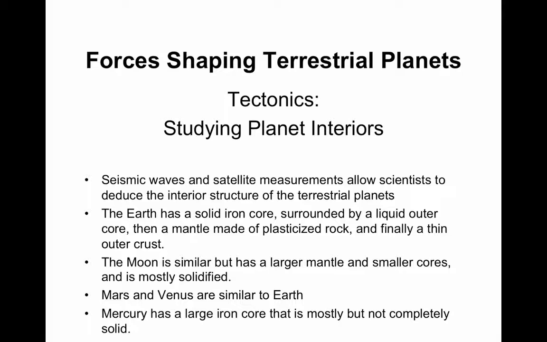The Moon has a similar structure, but the mantle is much larger than the Earth's mantle, and its metallic core is very small, and we believe that the Moon is mostly solidified. As far as we can tell, Mars and Venus are similar to the Earth, and Mercury has a very large iron core compared to its size, and probably because Mercury is small, that iron core is mostly solid, but it might still be a little slushy in places. We don't know for certain.